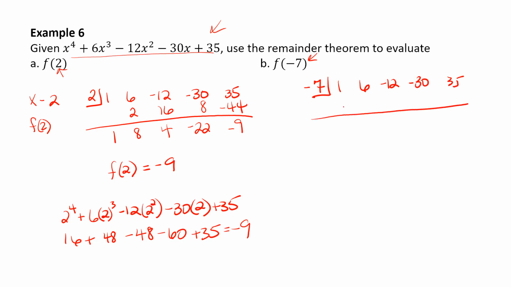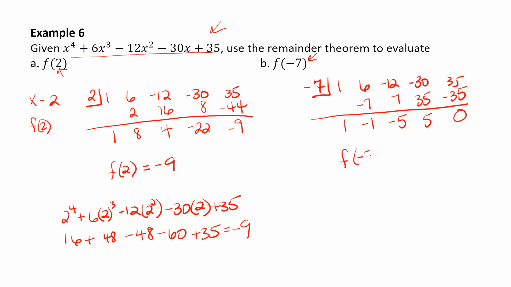Put our line, bring down the 1. 1 times negative 7 is negative 7. Add it up, you get negative 1. Negative 1 times negative 7 is 7. Add it up, negative 5. Negative 5 times negative 7 is 35. Add it up, you get 5. 5 times negative 7 is negative 35. So the remainder is 0.